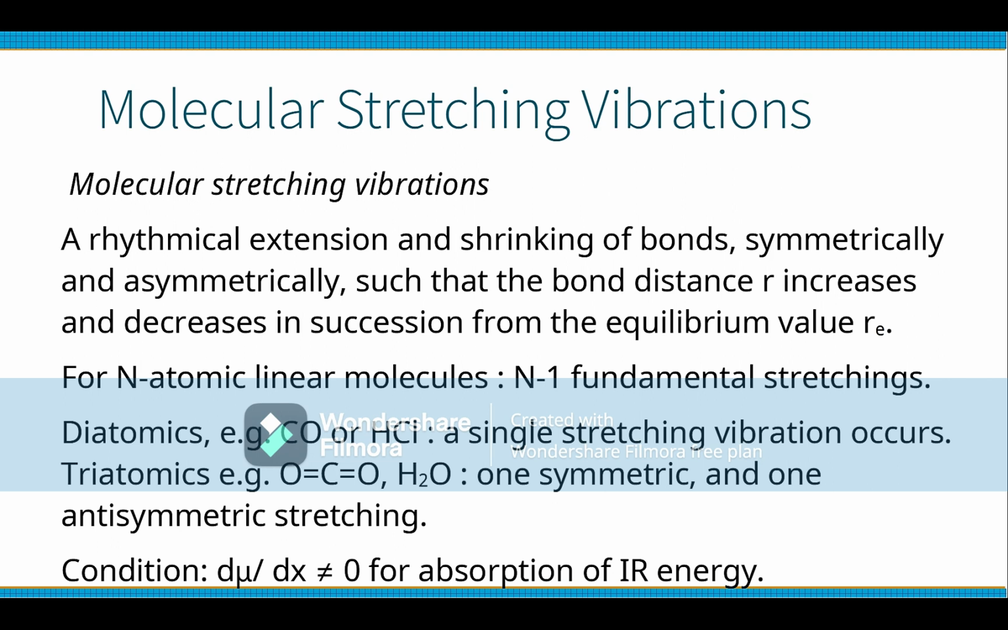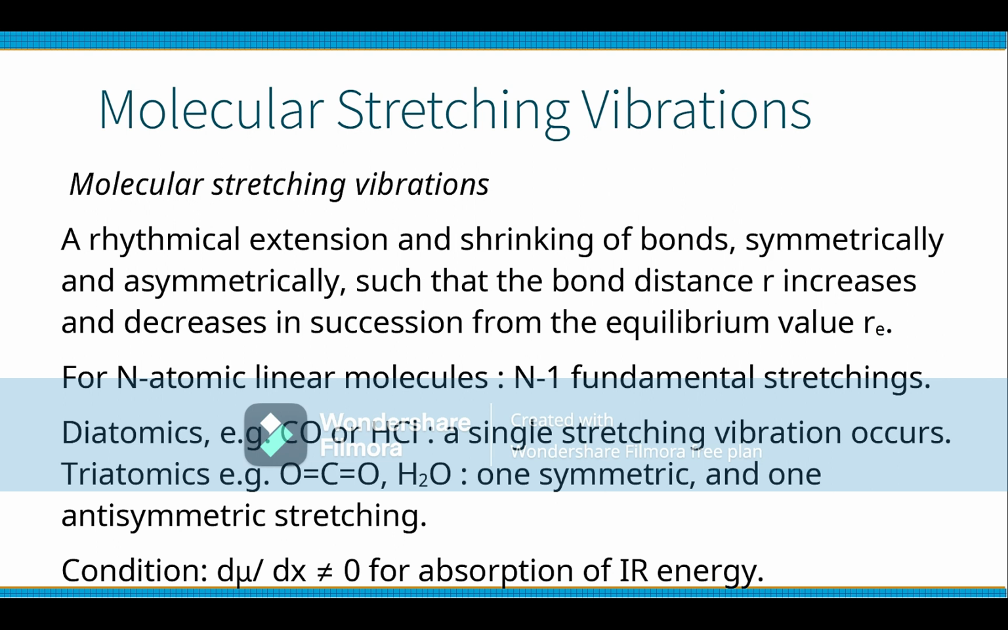If a molecule contains as many as n atoms and its shape is linear, then there will be n-1 fundamental stretchings. If a molecule has two atoms like carbon monoxide or HCl, the n-1 formula says a single stretching vibration can occur. For triatomics, when the number of atoms is 3, the formula can be applied. N is 3, so 3 minus 1 equals 2. Such molecules will have two stretchings, symmetric and antisymmetric.